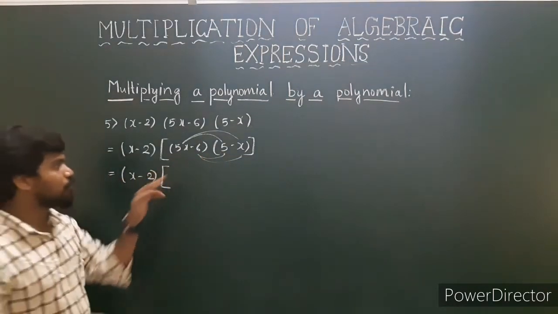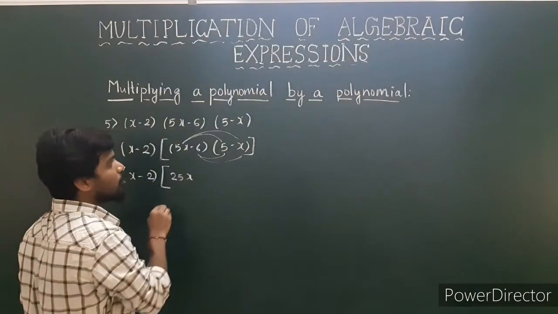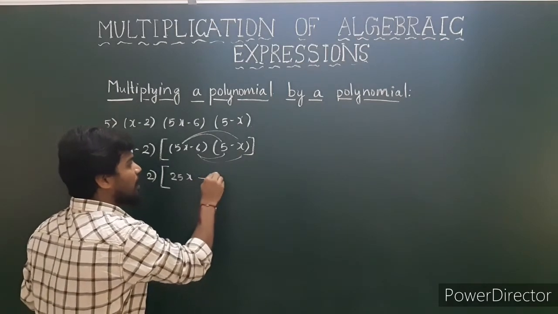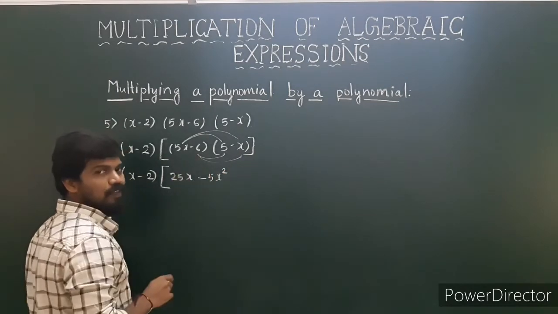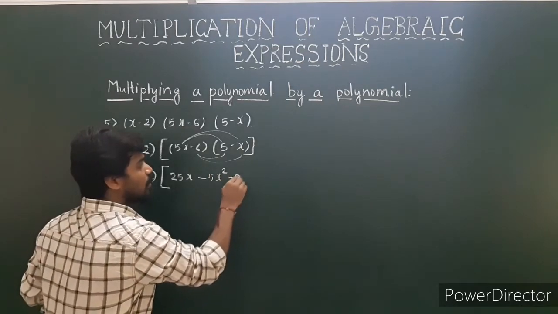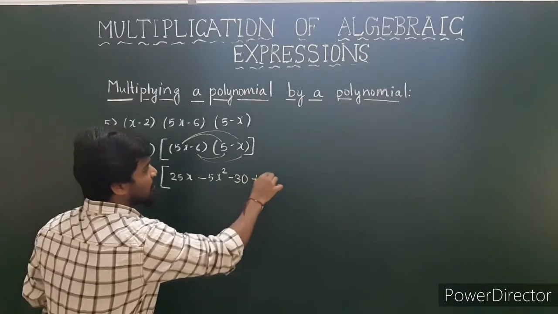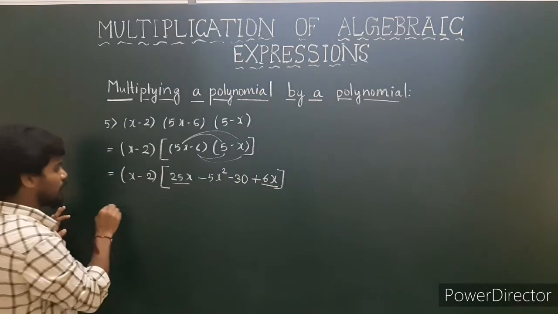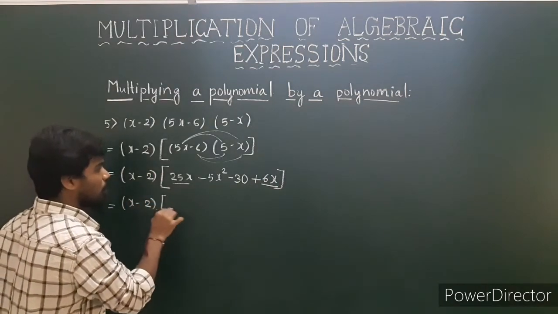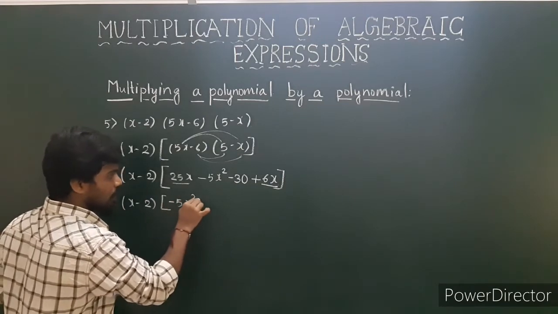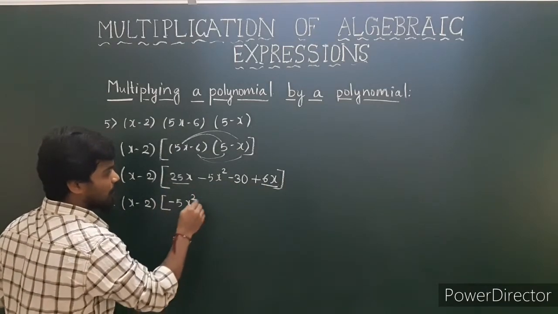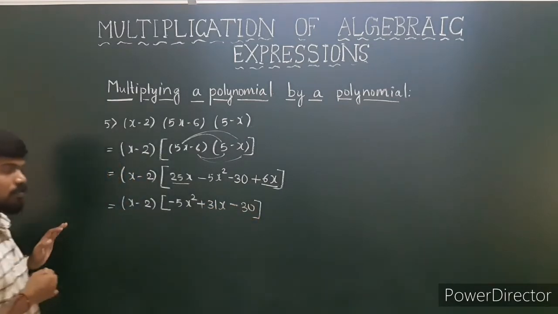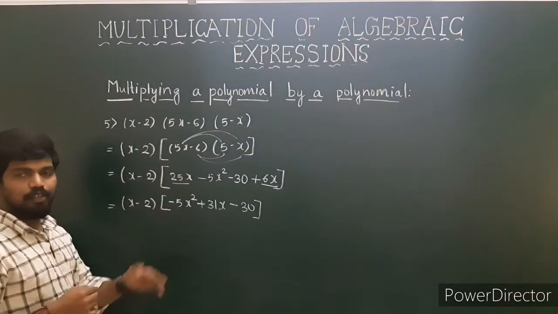So now 5 into 5, 25x, and 5x into minus x, you get minus 5x square, and minus 6 into 5, you get minus 30, and minus into minus plus, that is 6x. So these two are like terms, you add in the next step. So that is x minus 2, so minus 5x square, and plus 25 plus 6, you get plus 31x and minus 30. So now is multiplying binomial to trinomial.